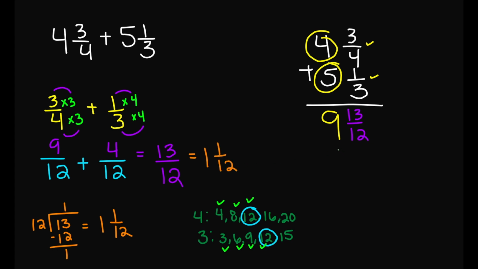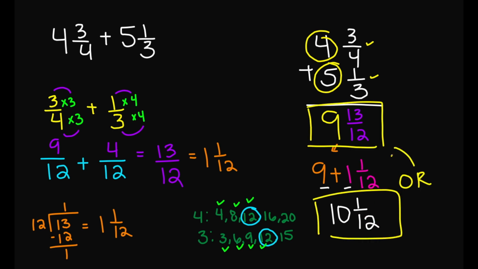So your answer here, we have our 9, which we already have here, plus the 1 and 1/12 is what our answer was for my 13 over 12. So now I'm going to add. So we have 9 plus 1, this is going to equal 10. And then plus your 1/12, that's going to be 10 and 1/12. So these are your final answers here.